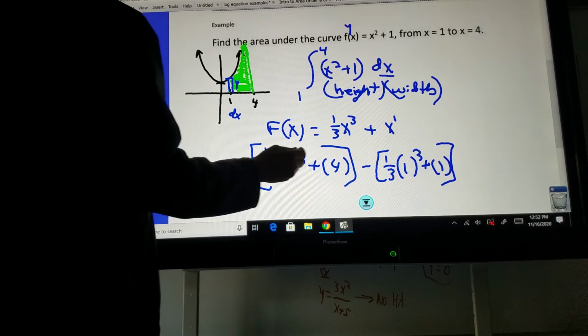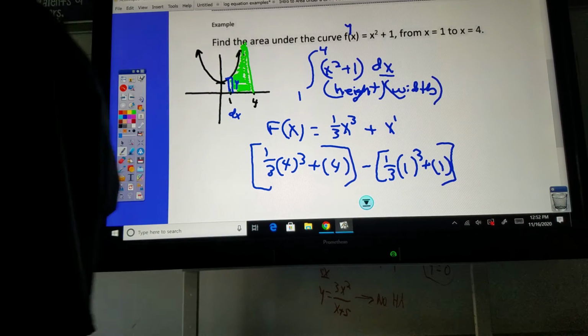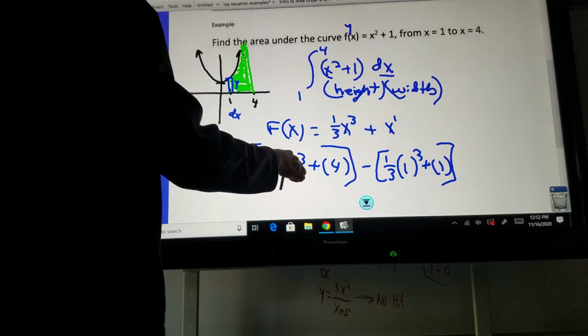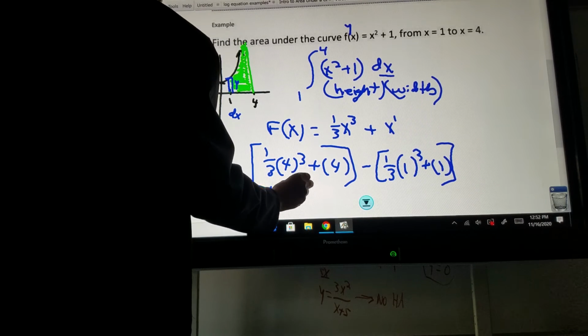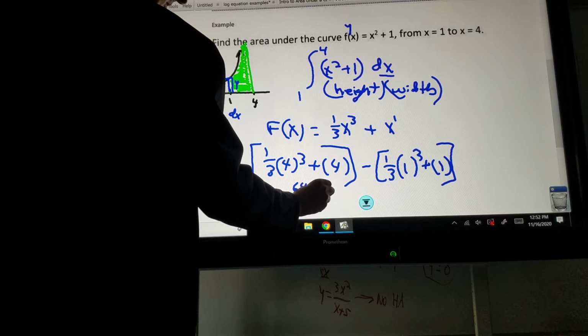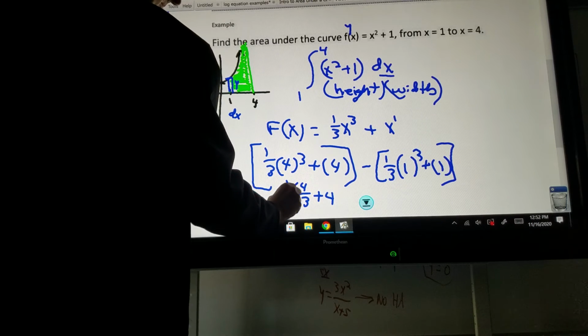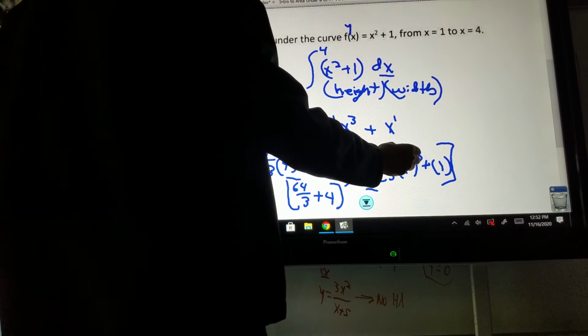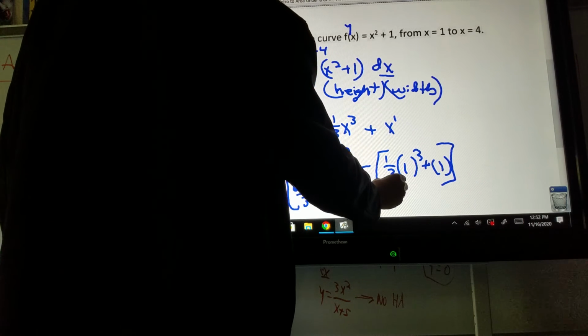It's kind of a mess, but you can do that on your calculator now if you want. Let's just cheat, use your calculator. We just type all this in here. That's 4 to the 3rd. That's going to be 64. So that's 64 over 3 plus 4. Don't need a calculator for that yet. This is not too bad. This is 1/3 plus 1. That's 4/3.